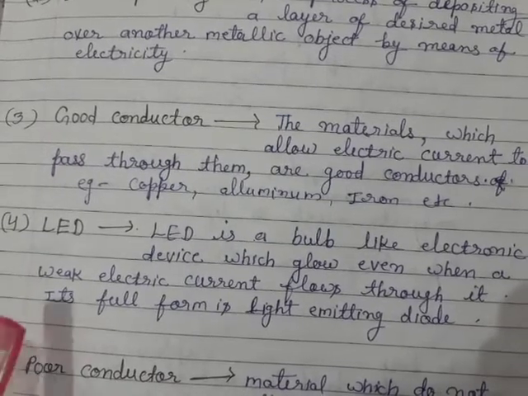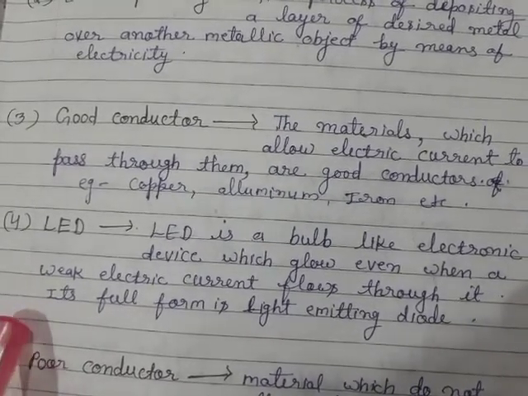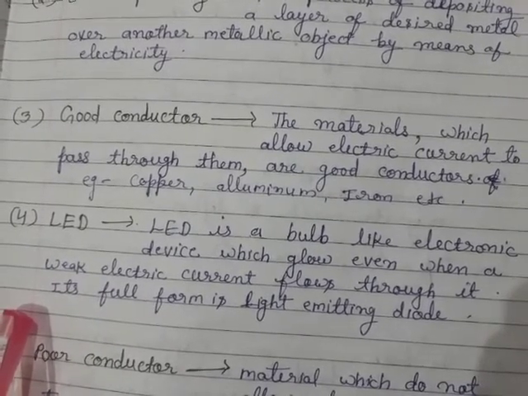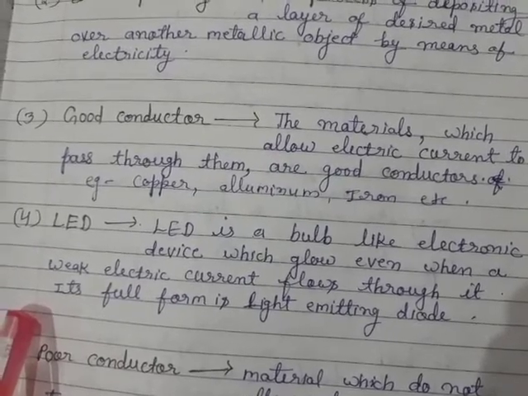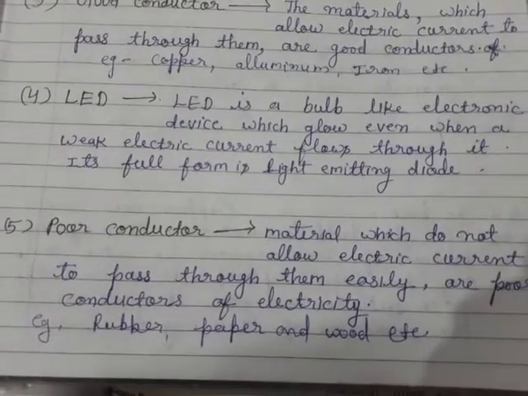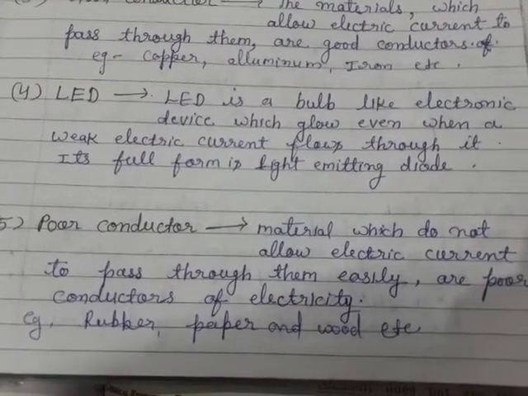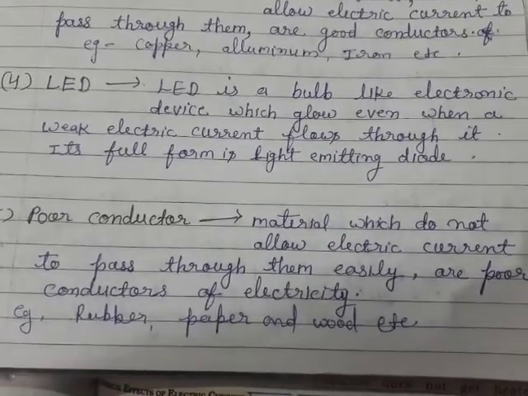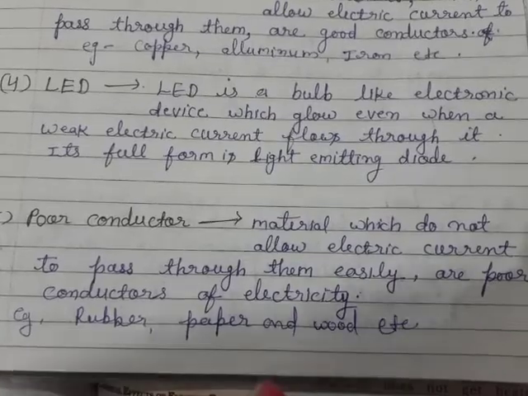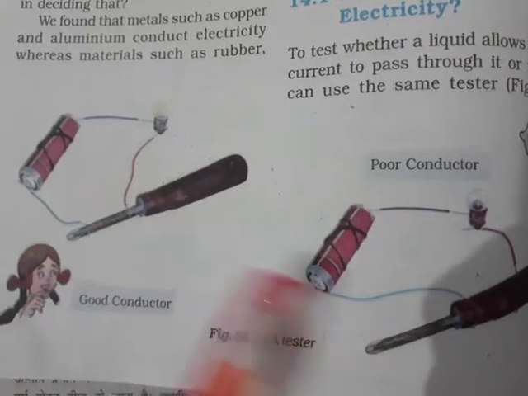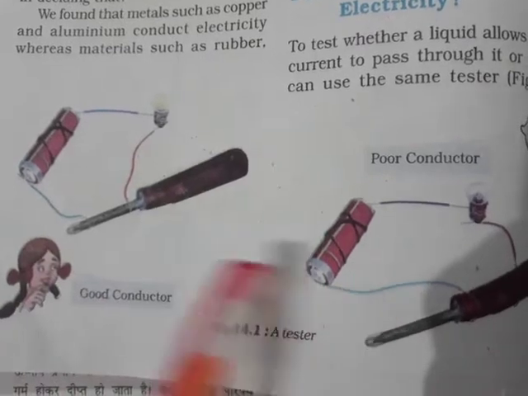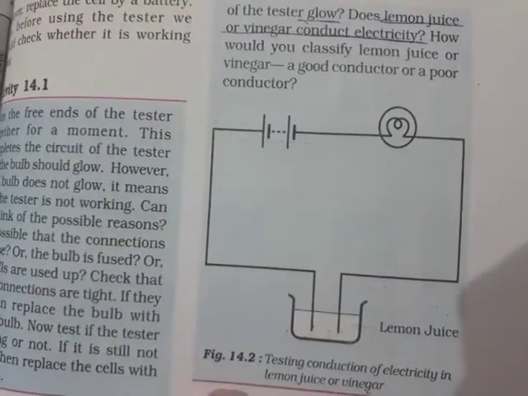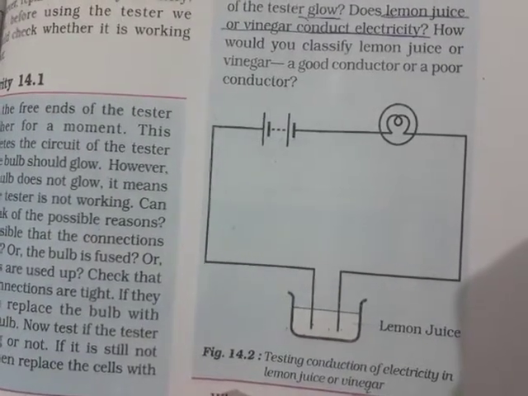What is a good conductor? The materials which allow electricity to pass through them are called good conductors, such as copper, aluminium, iron, etc. What is a poor conductor? Materials which do not allow electric current to pass through them easily are poor conductors of electricity, such as rubber, paper, wood, etc. These testers are used for the conduction of electricity in solids. Liquids also conduct electricity.